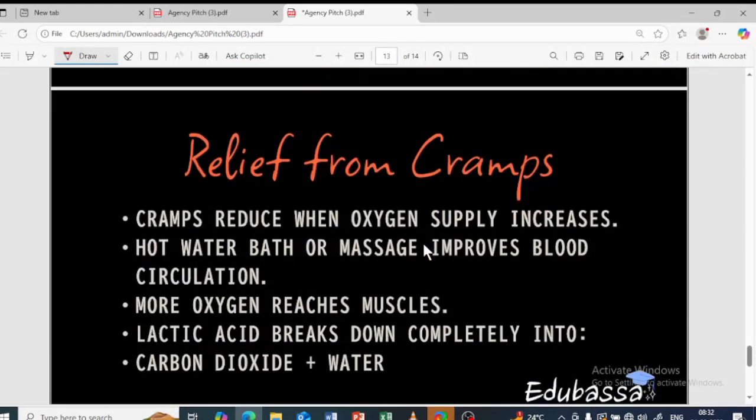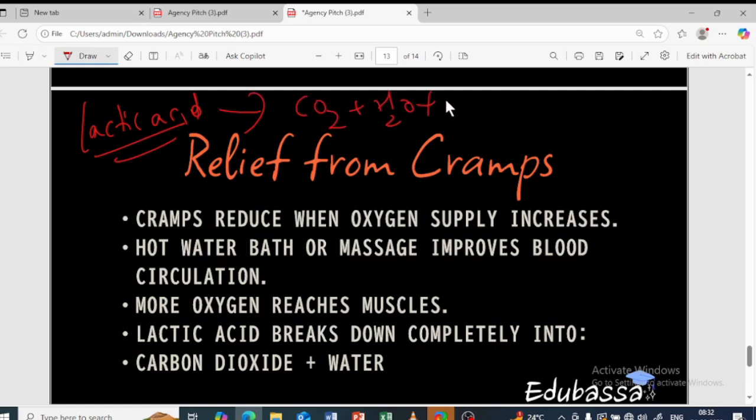How do you get relief from the muscle cramps? After some time, the proper oxygen supply takes place, and with the proper oxygen supply, whatever lactic acid is formed is broken down. In the presence of oxygen, it is broken down into carbon dioxide, water and energy. If you want sudden relief, you can massage the muscle with a hot water bath or massage.